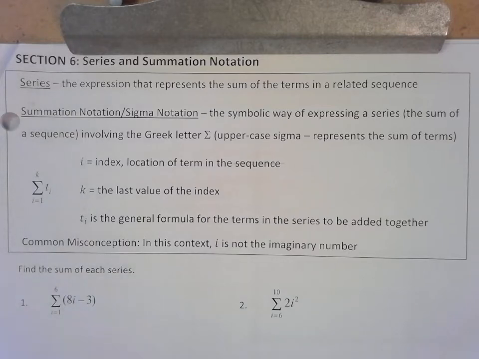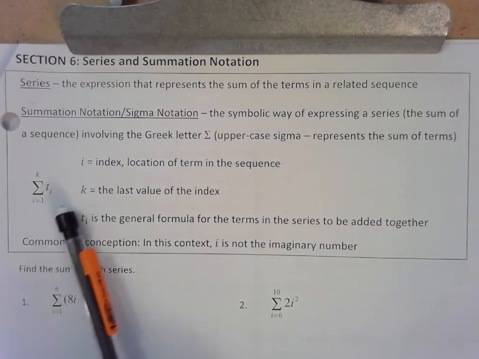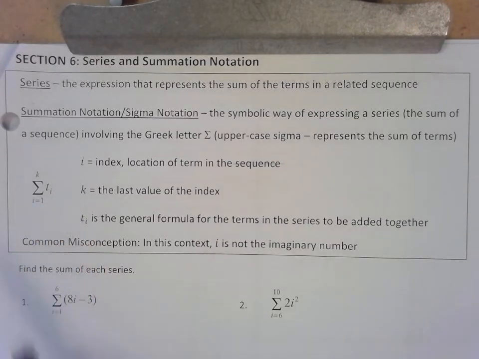The way we do this is to possibly learn some formulas that will help us to efficiently add up these terms together. And one way we can do this symbolically is to use something called sigma notation. This is the symbolic way we're going to represent the terms in our series. It's going to have a formula in it and some values that we're going to need to plug in.